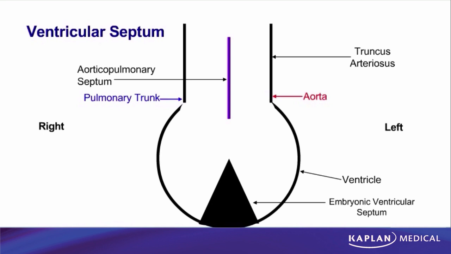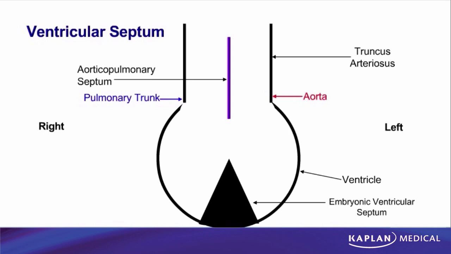Okay? And it's very important to note that normally it forms exactly in the center of the truncus arteriosus, so that the diameter of the aorta and the diameter of the pulmonary trunk are equal. And we want that, of course, because the outflow, the cardiac output, the outflow from the two ventricles are the same. So we would like the vessels into which those outflows go to be of the same diameter, which they are.